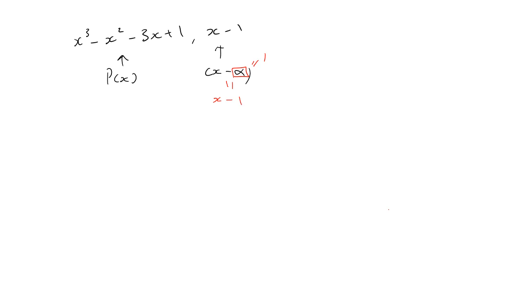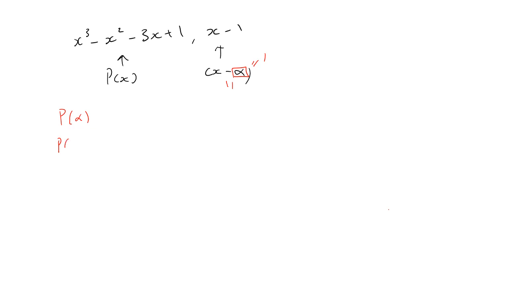Let's try an example. So we had the two polynomials, x cubed minus x squared minus 3x plus 1 and x minus 1. The question might say, find the remainder when the first polynomial is divided by the second. So our p(x) is x cubed minus x squared minus 3x plus 1. And this is our divisor, so x minus alpha. Now we know that alpha is equal to 1, because that's how that expression would equal x minus 1.